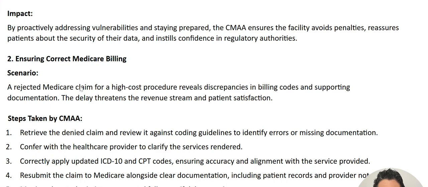Another application example, ensuring correct Medicare billing. Scenario: a rejected Medicare claim for a high-cost procedure reveals discrepancies in billing codes and supporting documentation. The delay threatens the revenue stream and patient satisfaction. Steps taken by CMAA: retrieve the denied claim and review it against coding guidelines to identify errors or missing documentation.